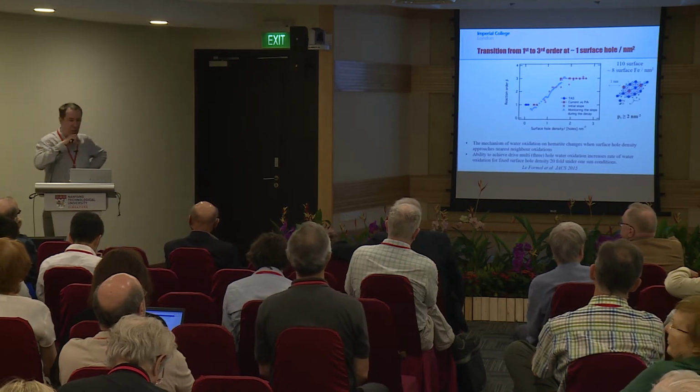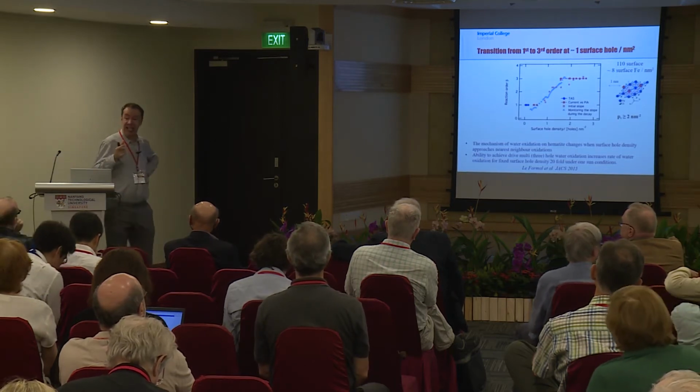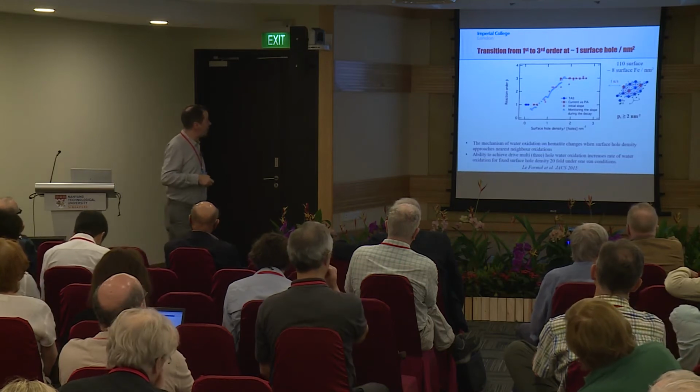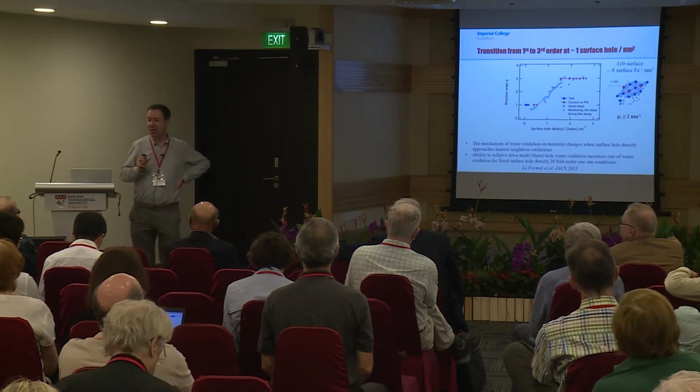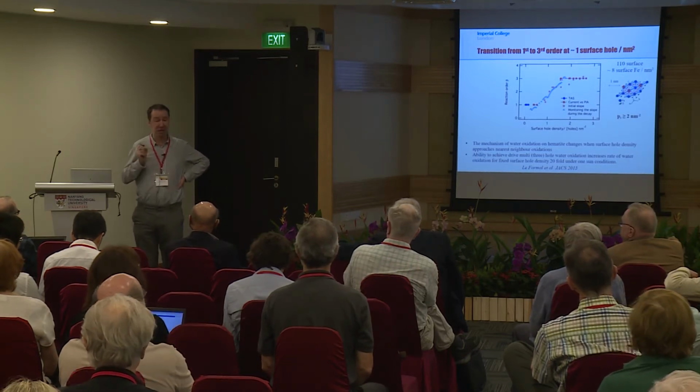It's interesting to think about what that density of holes really is. It's of the order of about 1 per square nanometer. So it's of the order of about 10 to 20% of all the surface metals are oxidized, which is a very high density.